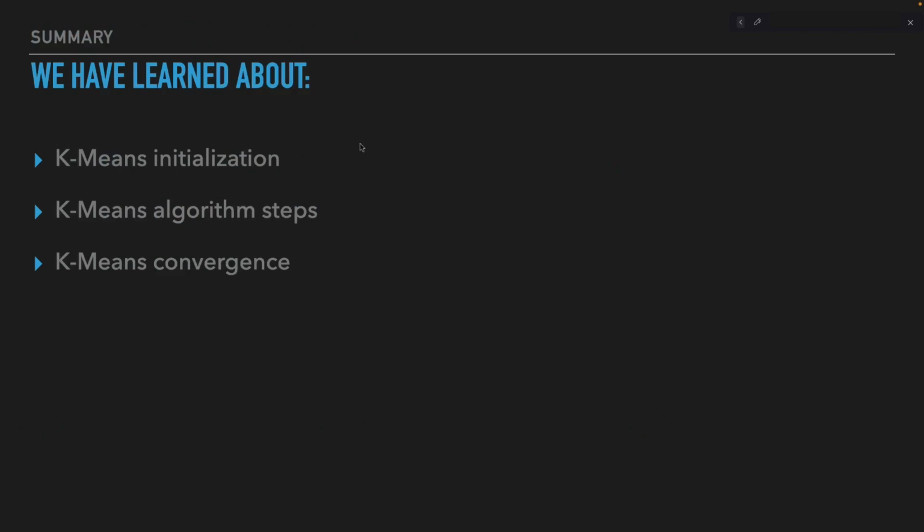And this wraps up today's lecture. So in this lecture, we have learned about k-means, we have learned about the nuts and bolts, we have learned about this first part, the initialization, we have learned about the algorithm steps, these steps that go on again and again until the algorithm converges, and we have also learned what k-means convergence really means.